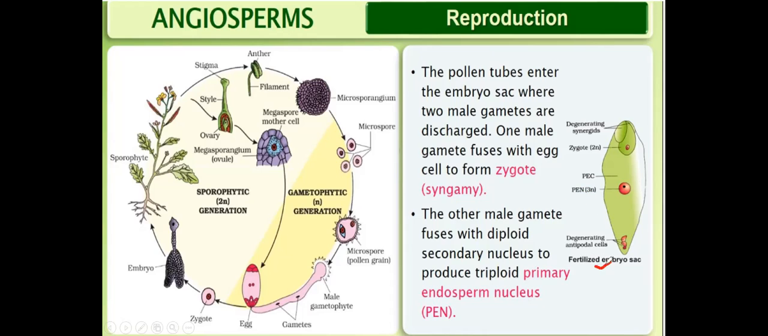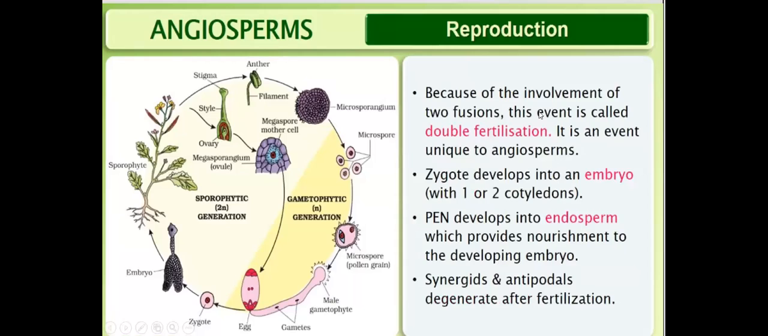The egg and the first gamete will develop into the zygote. That is called syngamy, and this is called triple fusion. Since there are two fertilizations, one with the egg cell and one with the central cell, it is called double fertilization. Double fertilization is the characteristic feature of angiosperms. Because of the involvement of two fusions, this event is called double fertilization. It is an event unique to angiosperms.